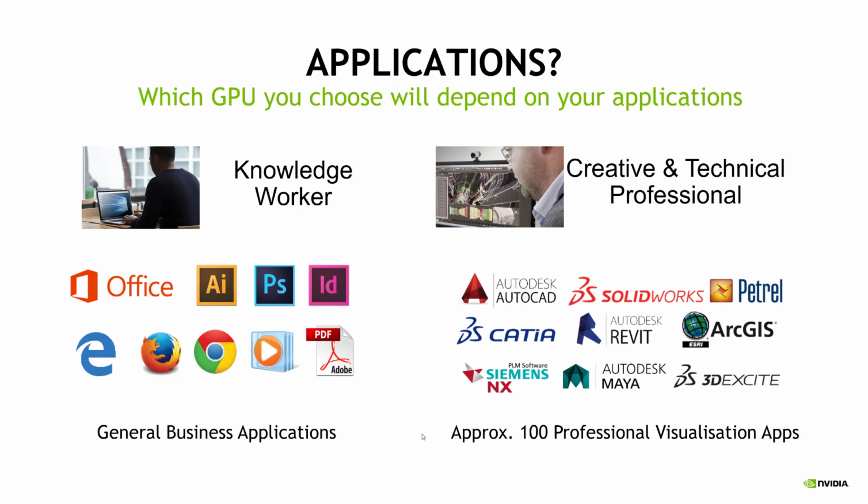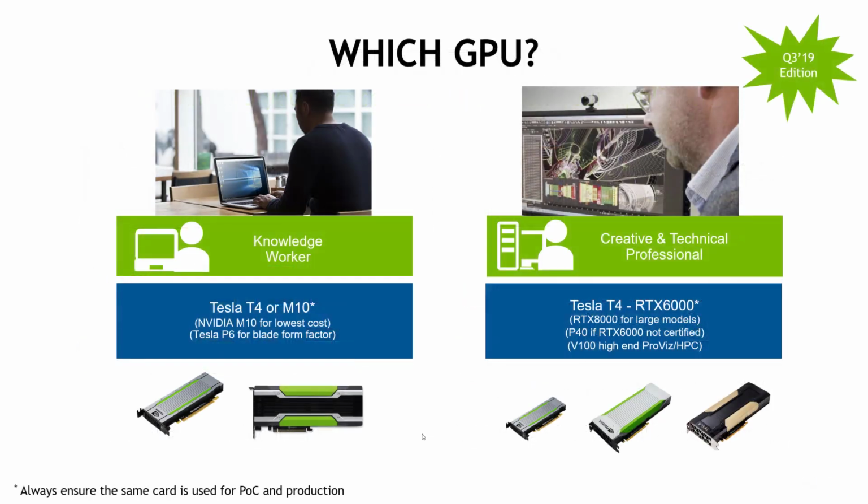And then the other area I would class as people who create, generate and view graphics for a living. Okay, so these are anything from designers right up to scientists doing sophisticated modeling. And we'll talk about that in a little more detail in a minute. So knowledge workers and creative technical professionals. With those two buckets in mind, we have a good starting point for which GPU you should choose. For the knowledge worker, our go-to GPU would be the Tesla T4.